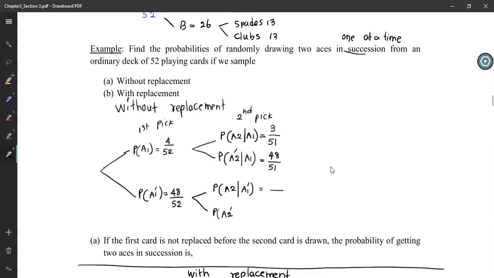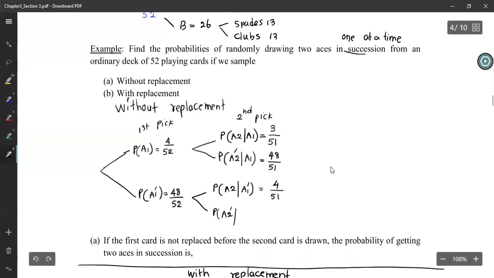Now what is that probability? Okay, so your first pick was not A. It was not an A, but you are not going to put it back. So you have only 51 cards. How many A's are there? Have you touched them in the first pick? Not yet. You haven't touched any A's in the first pick because the first pick was not an A. So still there are 4 A's. So the second is an A, knowing that the first one was not A, will be 4 out of 51.